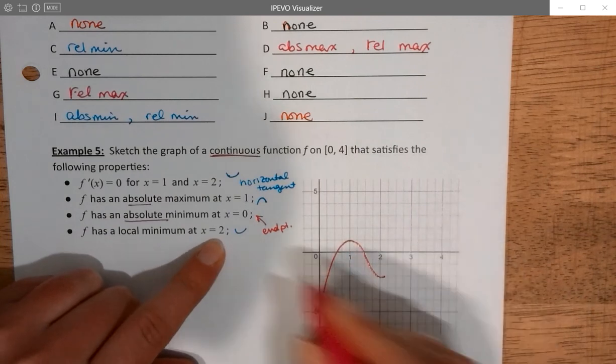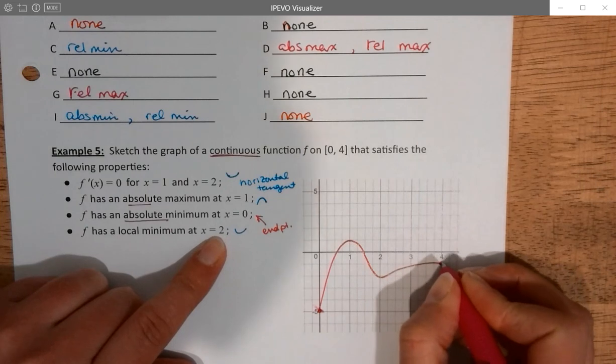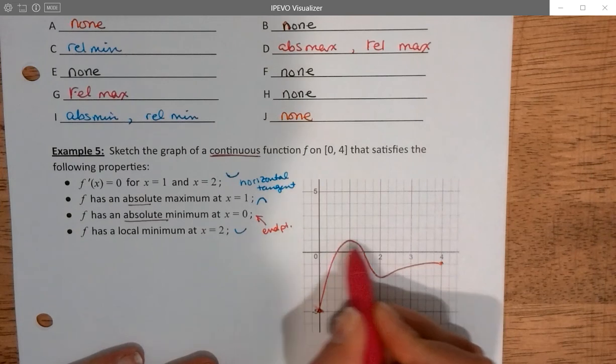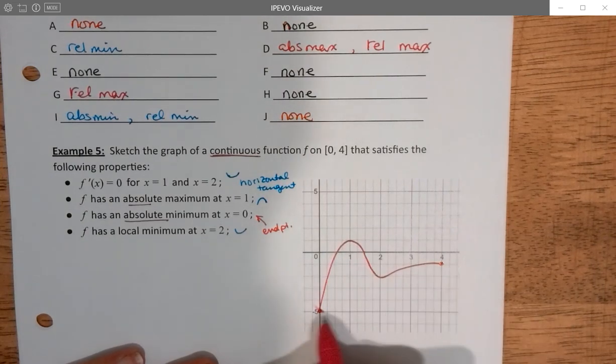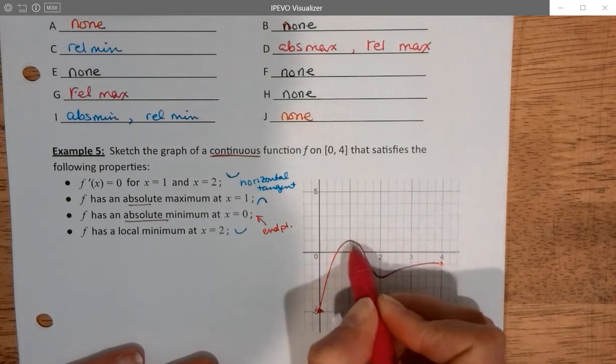And then we have to continue all the way to 4. Make sure that we don't go any higher or lower than our absolute max and our absolute min. So since our absolute max is up here, I kept the rest of my graph below it. This is my absolute min. The rest of the graph had to stay above it. This is a local min, and that is both a local and an absolute max.